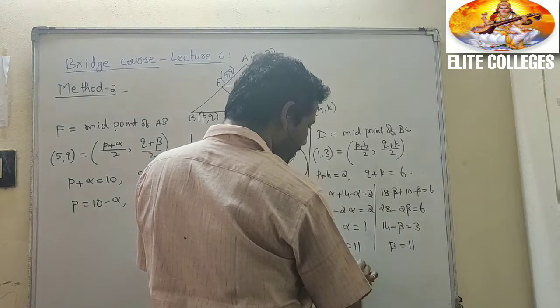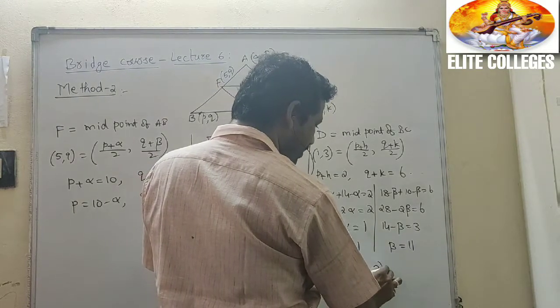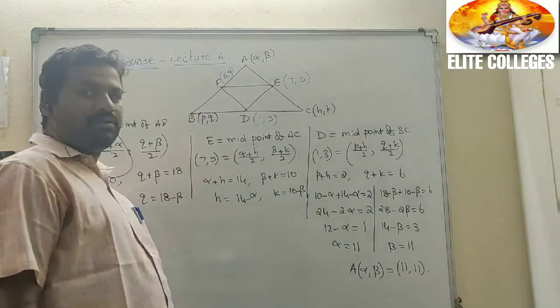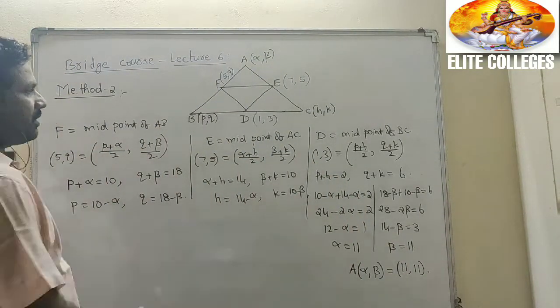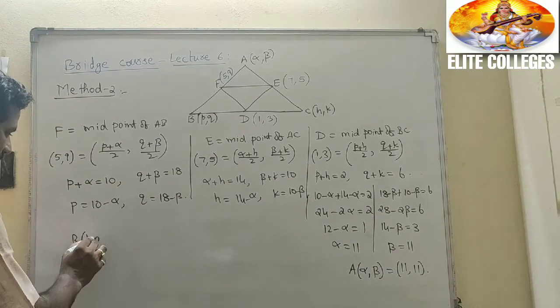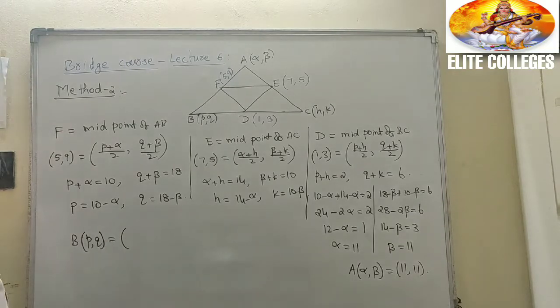Now what is the point A? Alpha comma beta equal to 11 comma 11. So that is the A point. Now what about B point? B point is P comma Q.